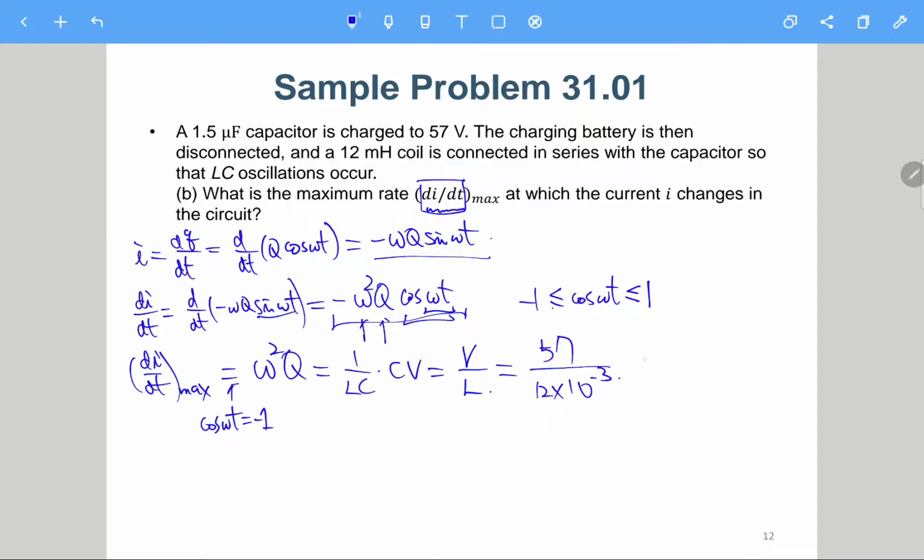12 times 10 to the minus third power. So this is 4,808 per second. Yeah, so the SI unit is like, we have di dt here. So I has a SI unit of A and t has a SI unit of s. So we can consider the SI unit this way.